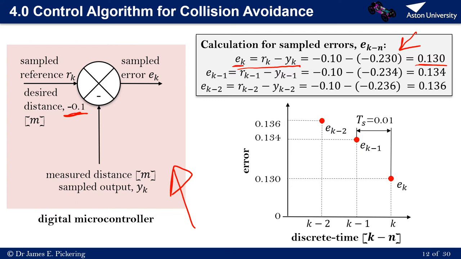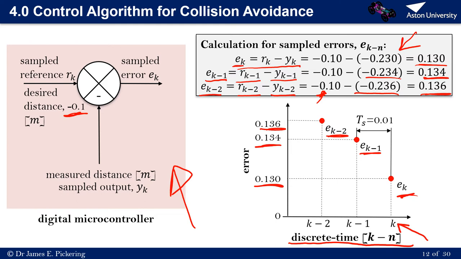So in discrete time, my current sample E of K is 0.130. Likewise, for the past sampled error and the sampled error from two samples ago, it becomes R K minus 1, R K minus 2, Y K minus 1, Y K minus 2, and the reference is always the same because it's just a constant value. If you remember from the previous slides, the measured distance here is changing, and you'll see the errors changing because the distance measured has also changed. You can see how these correspond to the sampled error for the past sample, the two previous, and the current sampled value given here.